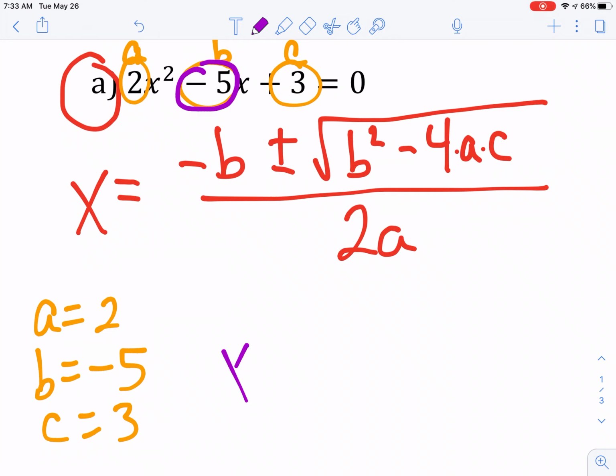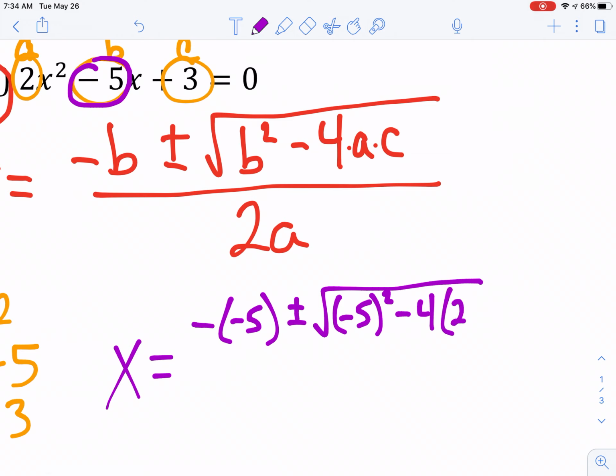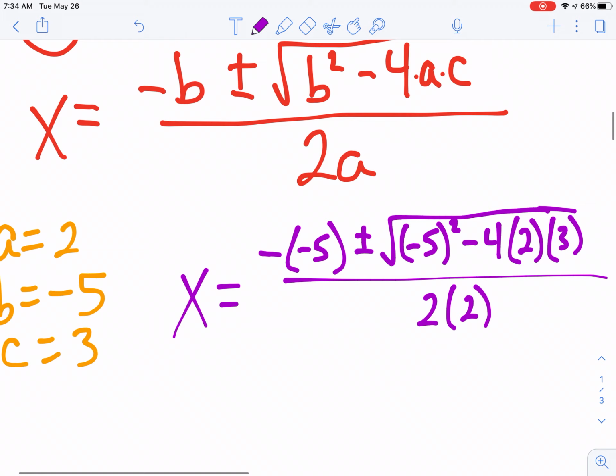Alright, so x equals the negative of b. Well, b is already negative, so it's the negative of negative 5, plus or minus the square root of b squared, so negative 5 squared, minus 4 times a, which is 2, times c, which is 3, all divided by 2 times a, which is 2. Okay, if you could do that, you get half credit if you plug in all the numbers correctly.